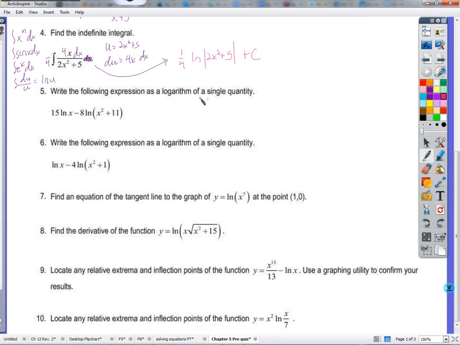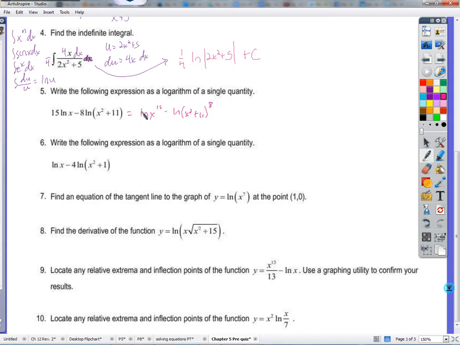Write the following expression as a logarithm of a single quantity. So we're going to put these back together. Before we can combine by way of this subtraction sign, we would need to not have anything in front of the natural logs. So let's take care of that first. We'll take these and bring them up into the exponents. Natural log of x to the 15th power minus the natural log of x squared plus 11 to the 8th power.